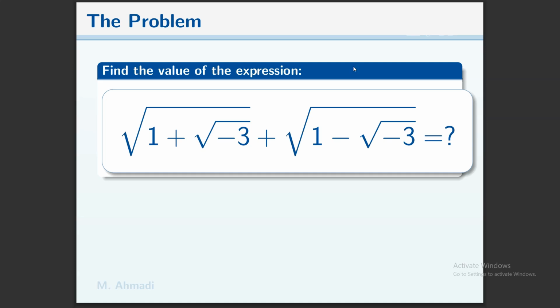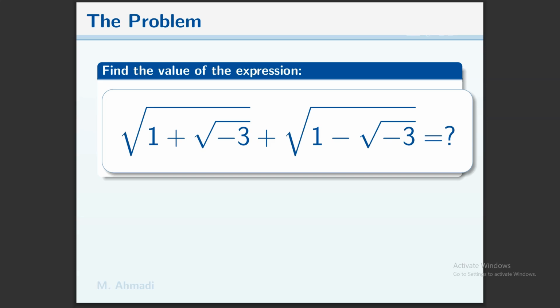Let's get to solve it. The problem statement here. The central question: what is the value of this expression? It looks complicated, doesn't it? We have a square root of negative numbers, which means we are dealing with complex numbers. The big question is, is the answer real or complex? Our intuition may say it's complex because we are working with the imaginary unit i, but the answer may surprise you.